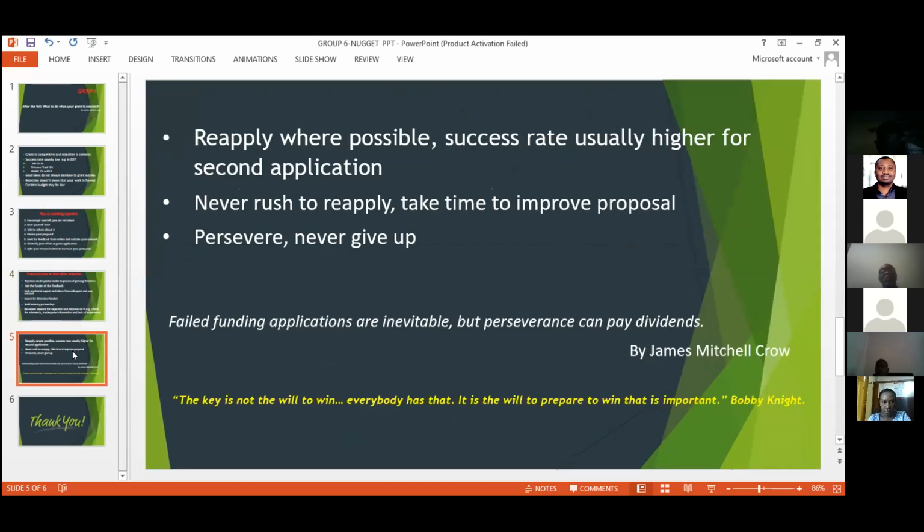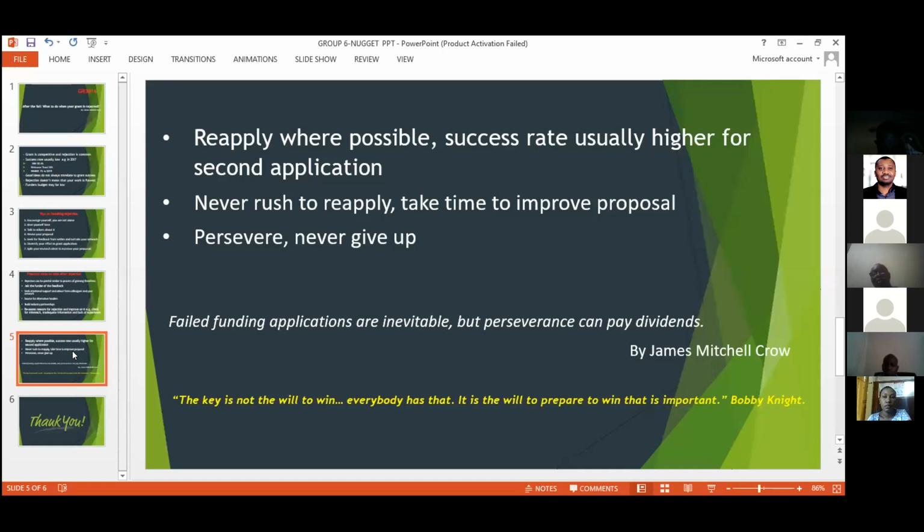Then you reapply where possible. We learned that the success rate usually becomes a bit higher for the second application with the same funder, because you must have gained some skills, you must have been experienced, and you must have gotten an idea of how they really wanted things to go. We are also warned that we should never rush to reapply. Make sure you have taken care of all aspects, as we have been told that all facets of grant writing are very, very important.